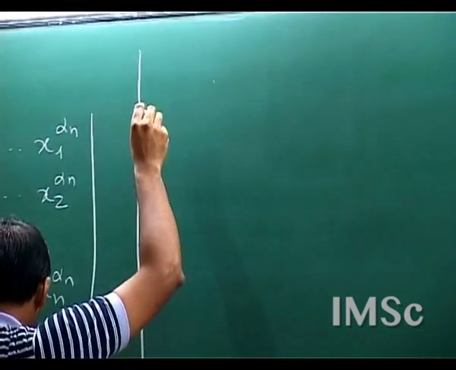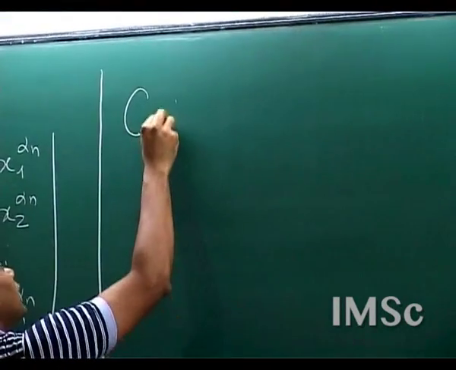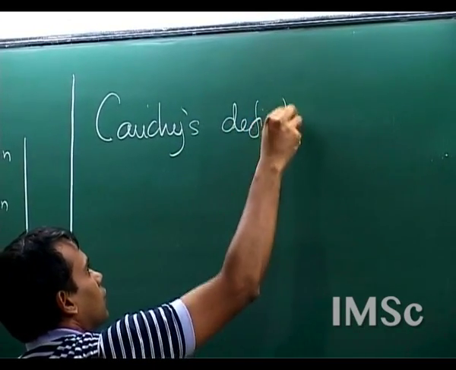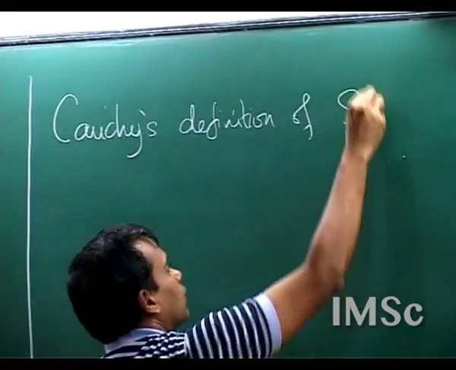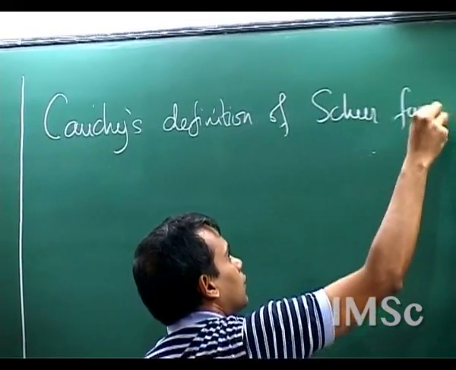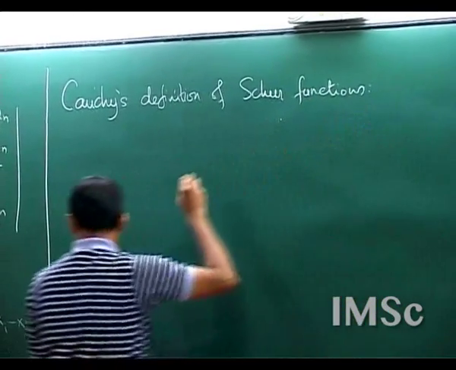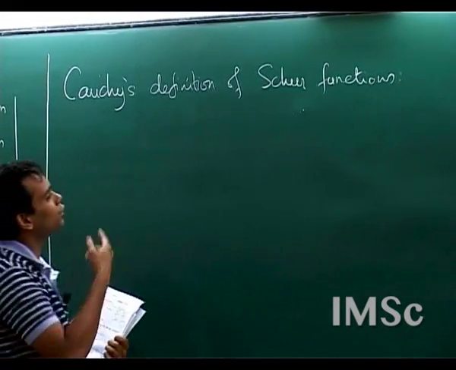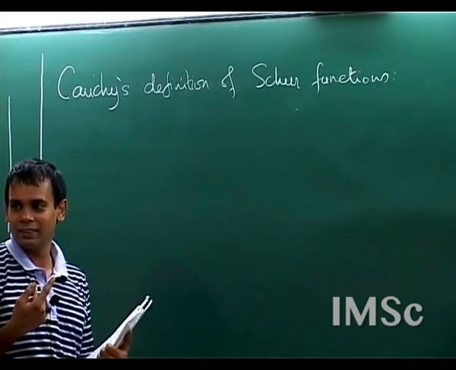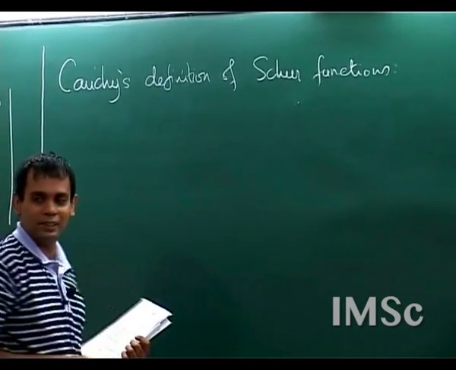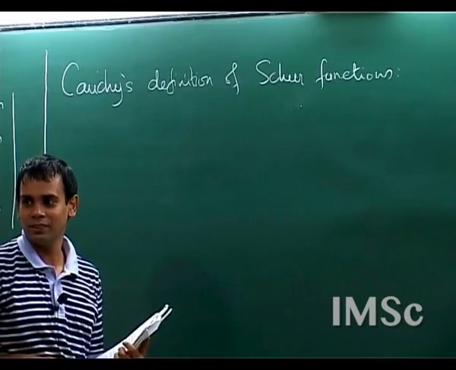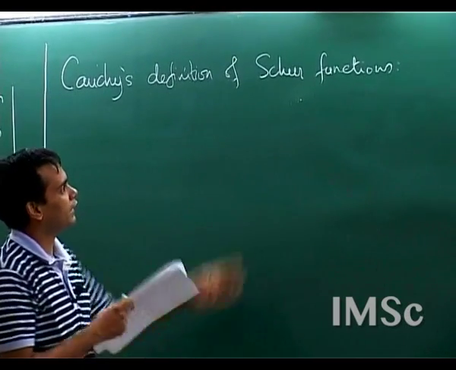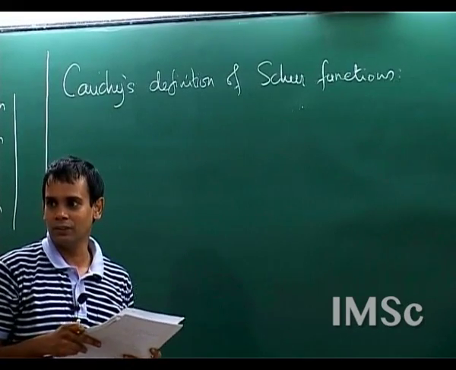And Cauchy gave a formula for Schur functions. Well, actually he defined them like this. They were called Schur functions later on, but I think they've appeared in Cauchy's work before. Schur showed their connections with the representations of GLn.